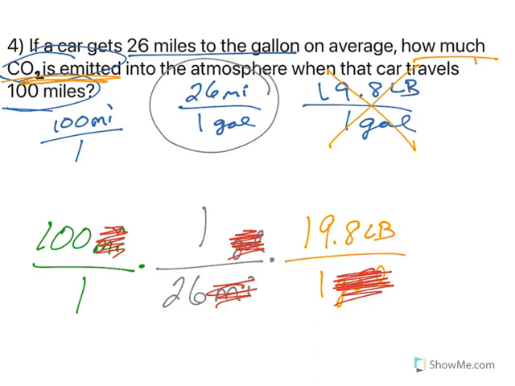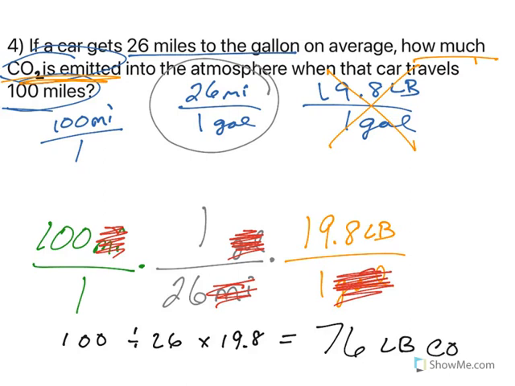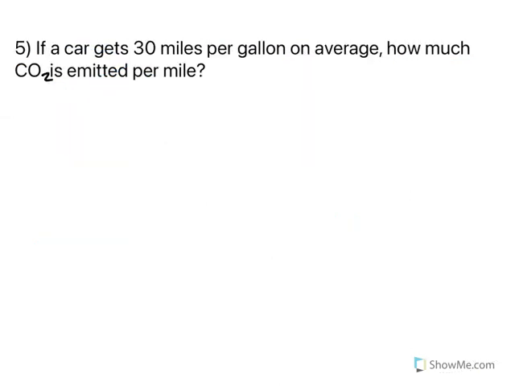So now I have the units that I want. So I take 100 divided by 26 times 19.8, and I end up with a beautiful answer of roughly 76 pounds of CO2. And I'm just rounding here. You might have to round differently. Pay attention to your unit or to the directions.